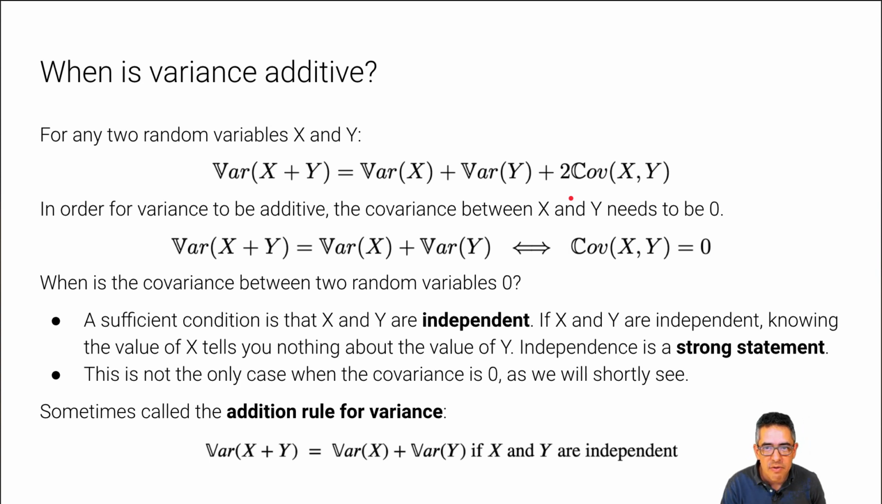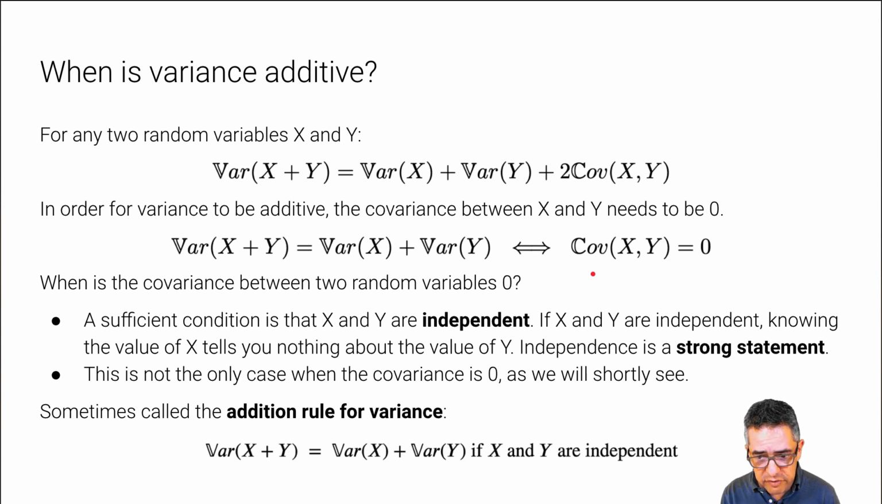And now we can ask the question, when is variance additive? When is the variance of the sum of two random variables equal to the sum of the variances? Well, for that to be true, this would have to be 0. So when is it the case that two variables have 0 covariance? Well, a sufficient condition is if they are independent. If knowing the distribution of X tells you nothing about the values that Y can take, these two are independent and their covariance is 0.